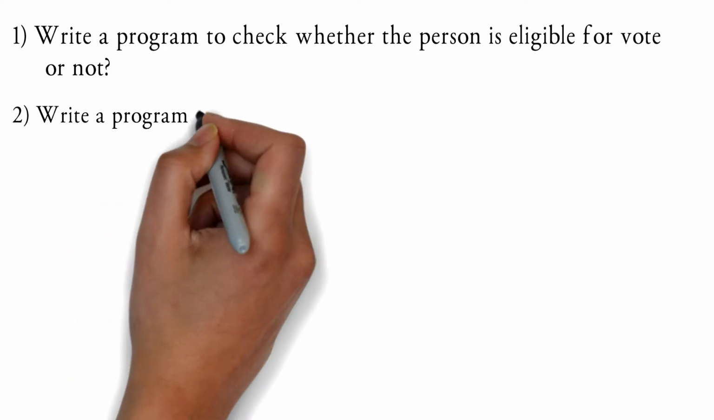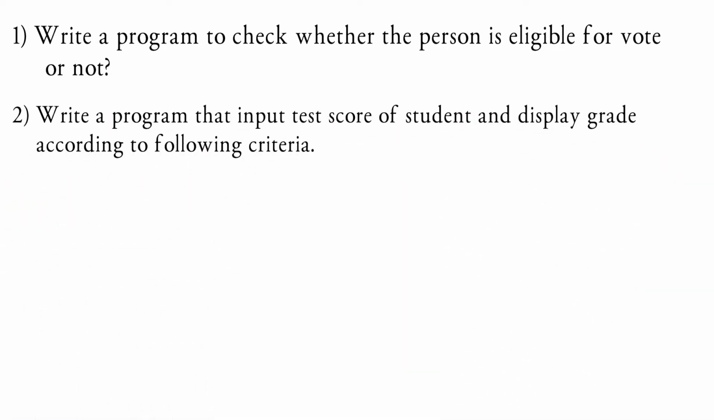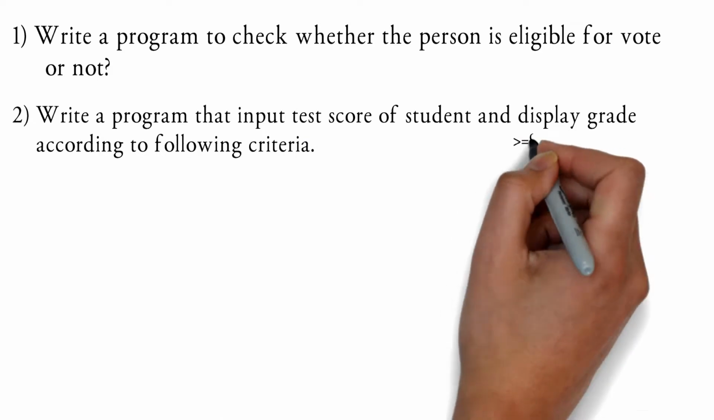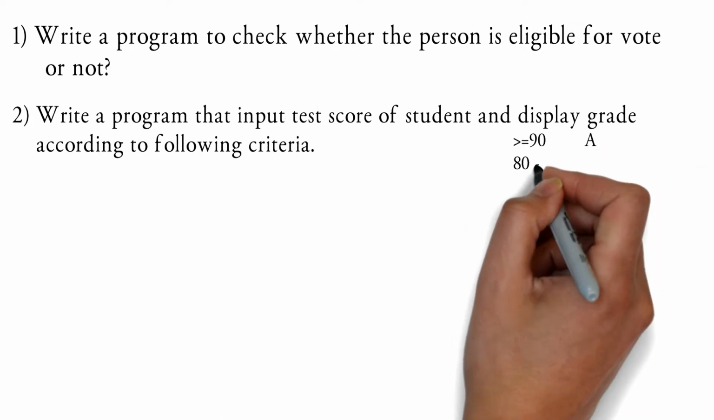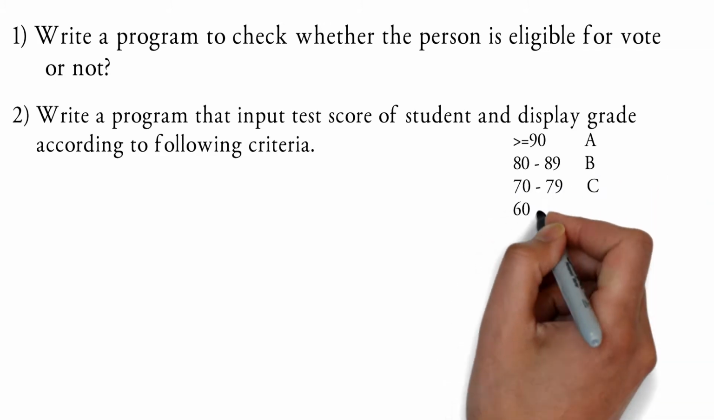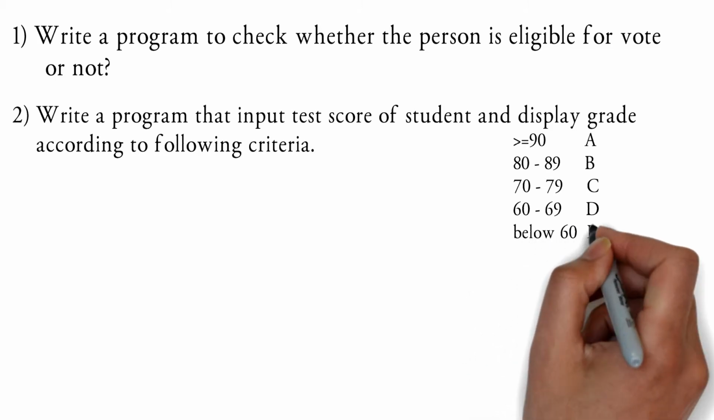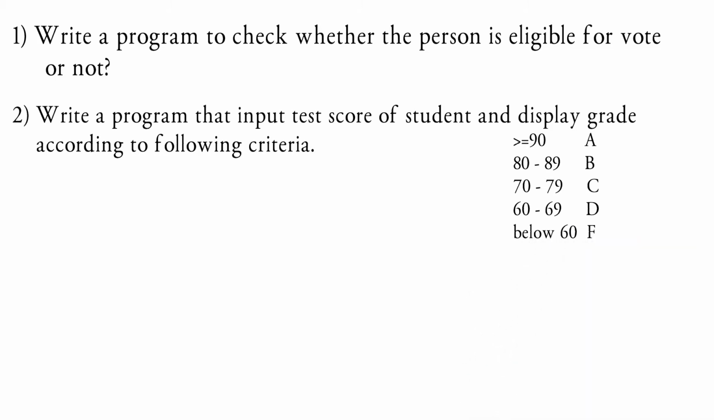And the second one is write a program that inputs the test score of a student and displays the grade according to the following criteria. The mark greater than or equal to 90, grade A, from 80 to 89, grade B, from 70 to 79, C, and from 60 to 69, D, and below 60, F.